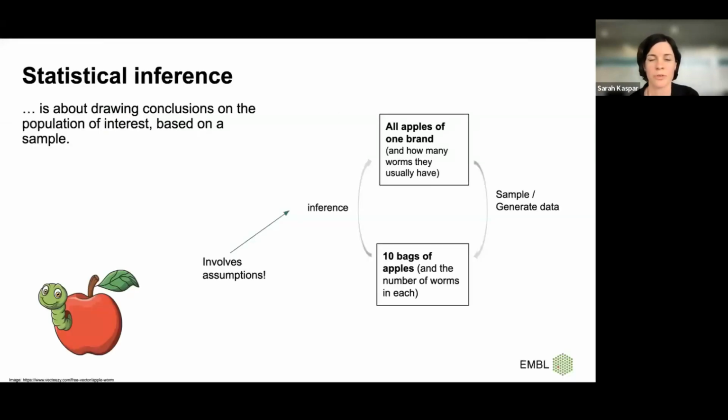Right, so what I've shown you here was summary statistics, which means they describe a certain sample that we have. But what most of the time we're after is so-called statistical inference, which is we want to draw conclusions on some bigger population based on that sample. So here's a very silly example. Imagine that you want to make a statement about all apples of one brand and how many worms they usually have. What you will probably do is you will pick a few bags of apples from that brand, maybe 10, and then by this you generated a sample. From this sample, you count the number of worms that you find in there, and you will want to make a statement about this bigger population. So you want to perform inference.